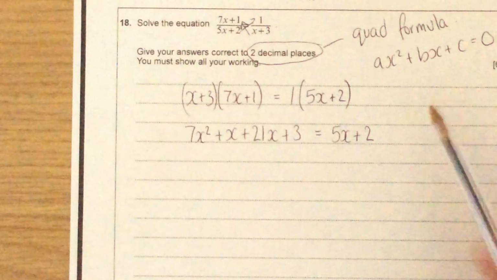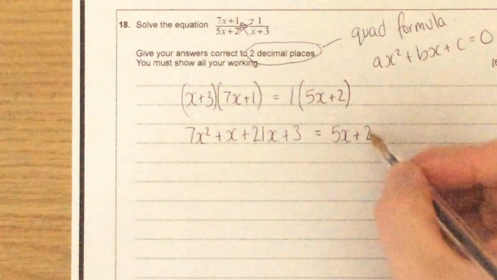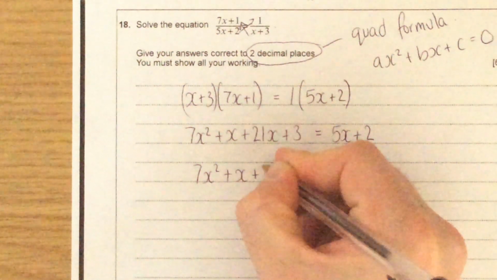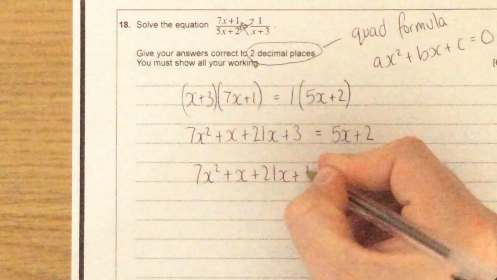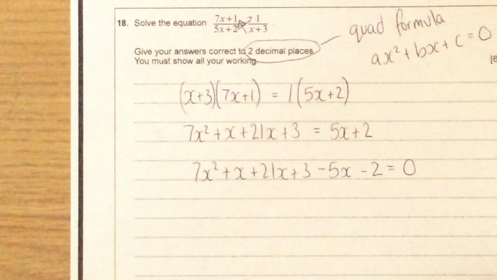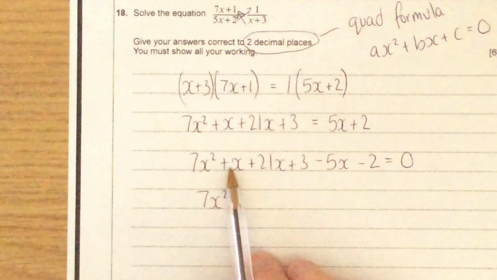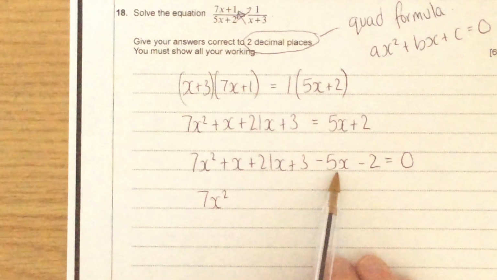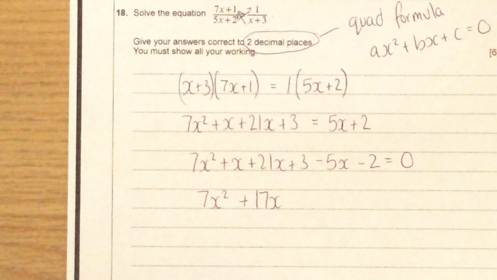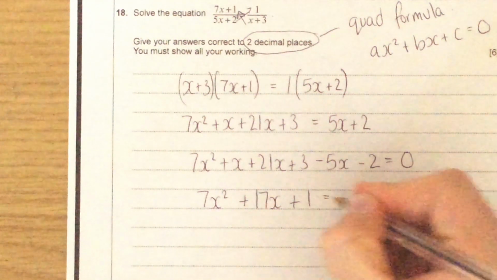The next thing I need to do is get everything equal to 0 for my quadratic formula. So I'm going to take both of these terms to the other side. So I get 7x squared plus x plus 21x plus 3 minus 5x minus 2 equals 0. Now I'm going to collect my like terms. So I've got 7x squared, plus x plus 21x minus 5x gives me a total of plus 17x. And then the numbers, plus 3 minus 2 is plus 1, equal to 0.